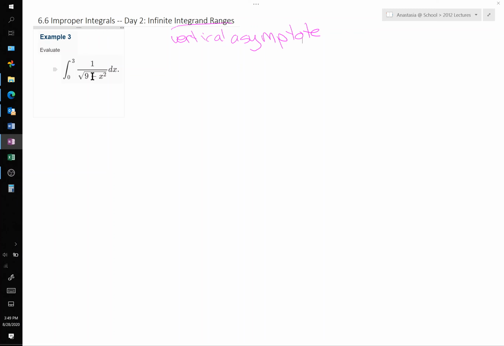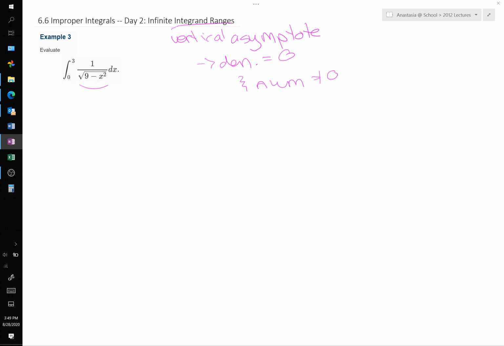The unfortunate thing about this second type of improper integral is that it is much harder to spot than the first type. The first type, you have either positive infinity or negative infinity or both. It's very obvious. The second type, you have sort of a hidden infinite value that you need to find. So in order to find a vertical asymptote, you need to find places where the denominator of your function is equal to 0 and the numerator is not equal to 0.